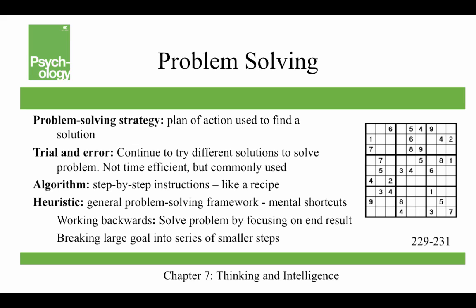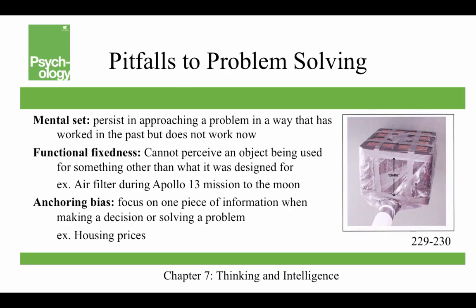Other heuristics that people use are things like working backwards, where you solve the problem by focusing on the end result. So I need to graduate college. What do I need to do that? So I'm going to work backwards from that goal. Or you can break a large goal into a series of smaller steps, and people like that too. You can check off every time you finish one of the steps.